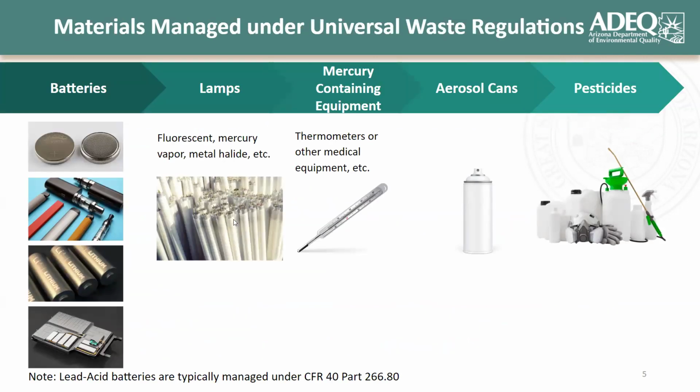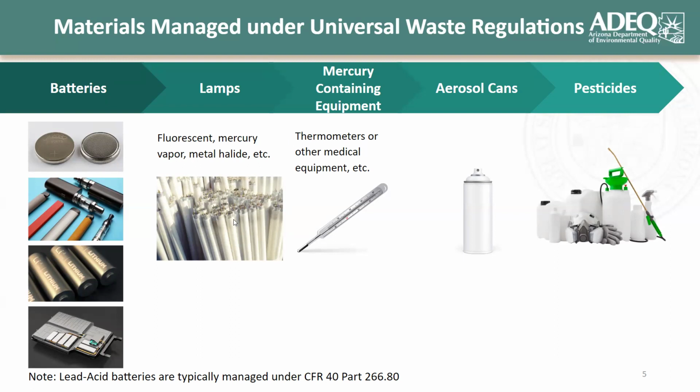There are only 5 specific hazardous wastes that can be managed under the universal waste requirements, and they are waste batteries, waste lamps, waste mercury containing equipment, waste aerosol cans, and waste pesticides. Lead acid batteries can be managed as universal waste under Part 273, but can also be managed under Part 266 if they are being reclaimed.